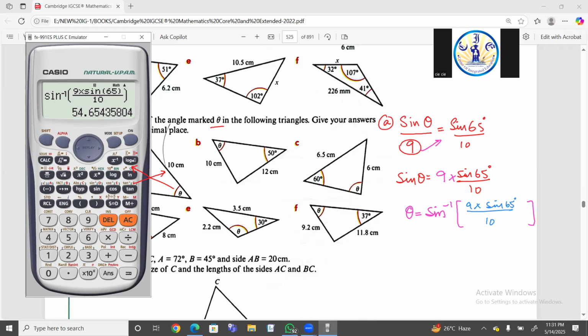And since this is the angle, and angles are given to one decimal place, I should be writing 54.7 degrees. So that's how we calculate angle using the sine rule.